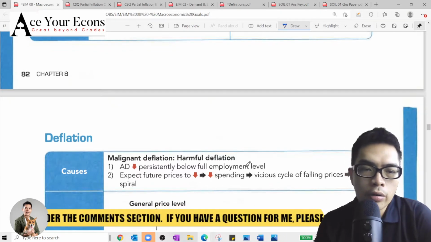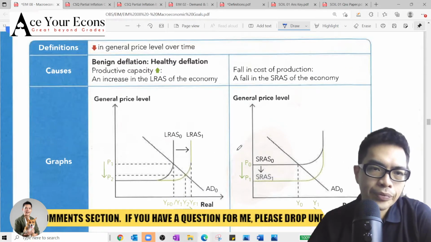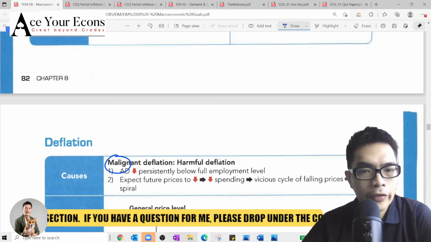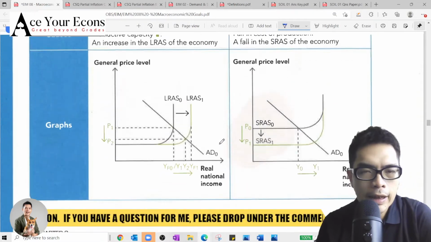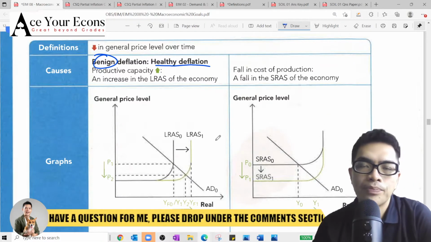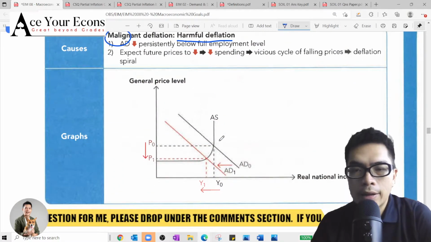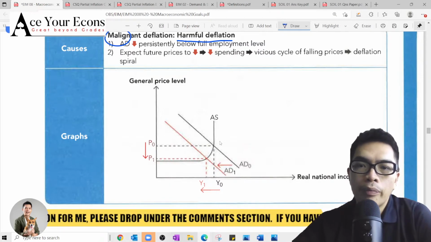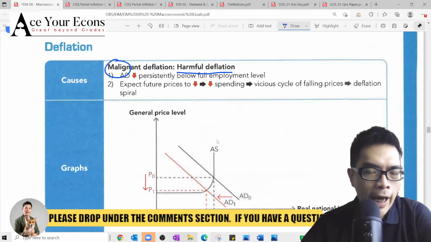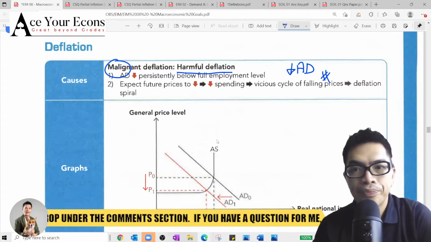I chose the concept of malign and benign. As the term suggests, one of them is a harmful deflation. The other is a harmless deflation or a healthy deflation. Benign means harmless, right? So the same concept applies. Why is it harmful? For harmful deflation or malign deflation, it has to be caused by a fall in AD. Must be caused by a fall in AD.